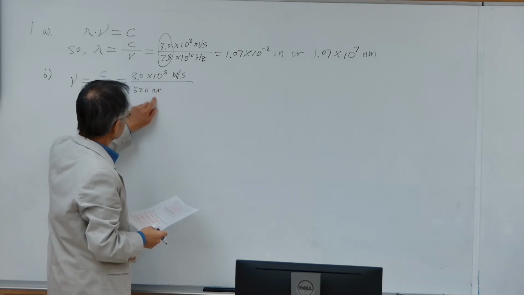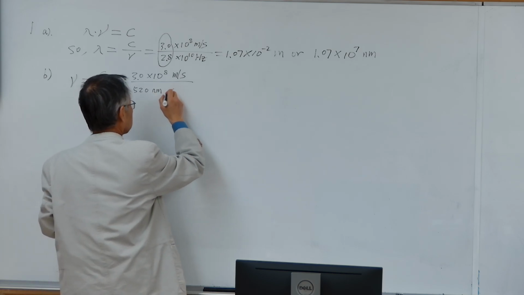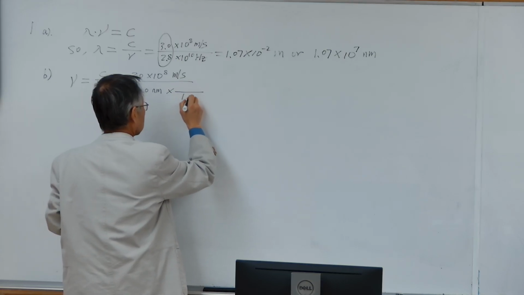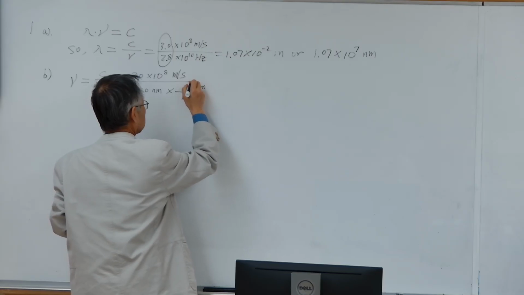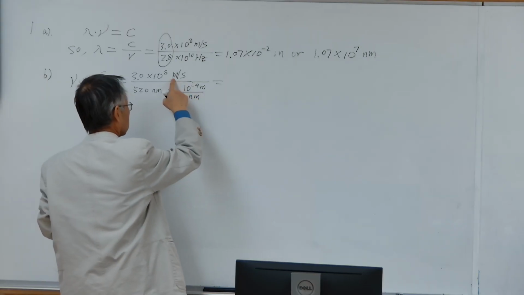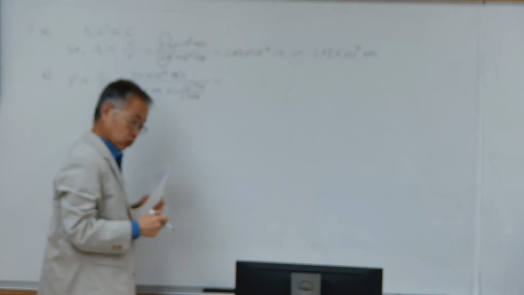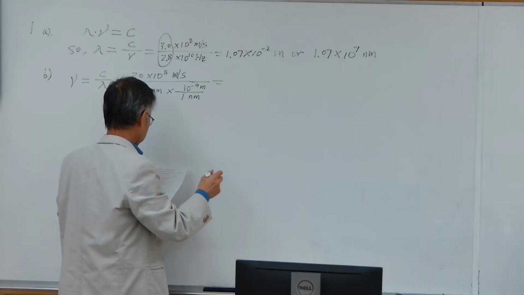But you need to be careful. This nanometer cannot cancel meter. So we need to convert a nanometer into meter. 1 nanometer, 10 to the negative 9th meter. So now nanometer cancelled. The meter also cancelled, leftover per second, which is hertz. This is the desired unit for the frequency.